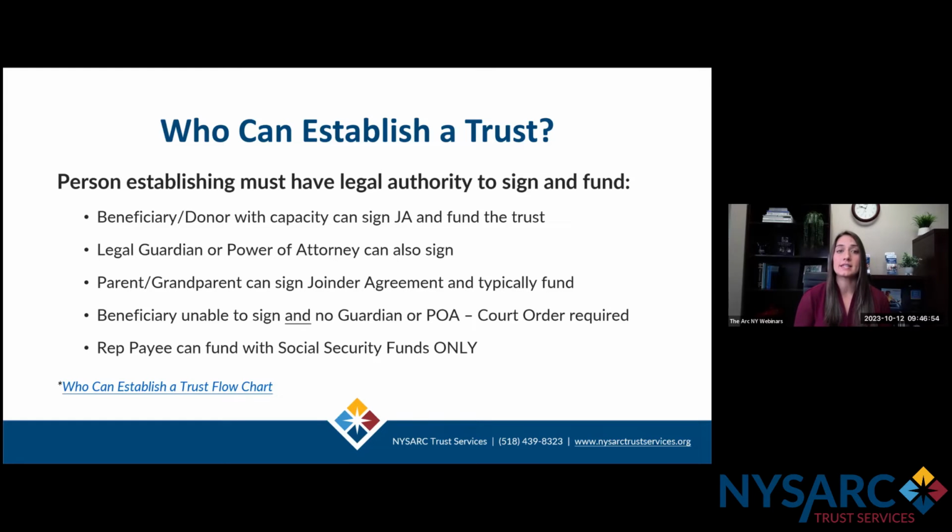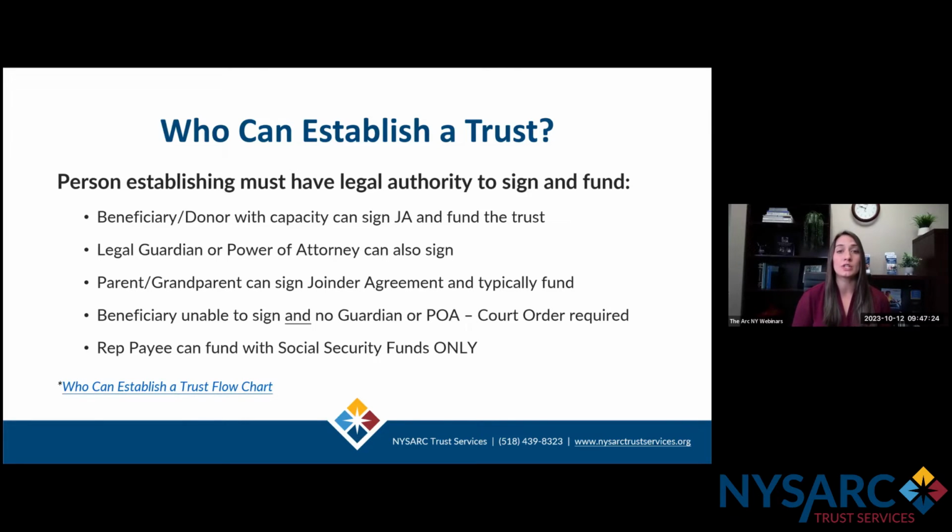But in some cases, our beneficiaries may not be able to sign on their own behalf. And in those instances, the joinder agreement can be established and signed by a legal guardian. Now, it's important, if the guardian is planning to also be funding the account, that the guardian must have guardianship over the person and the property. That's very important. Power of attorney can also establish on behalf of the beneficiary. That's probably the most common that we see.